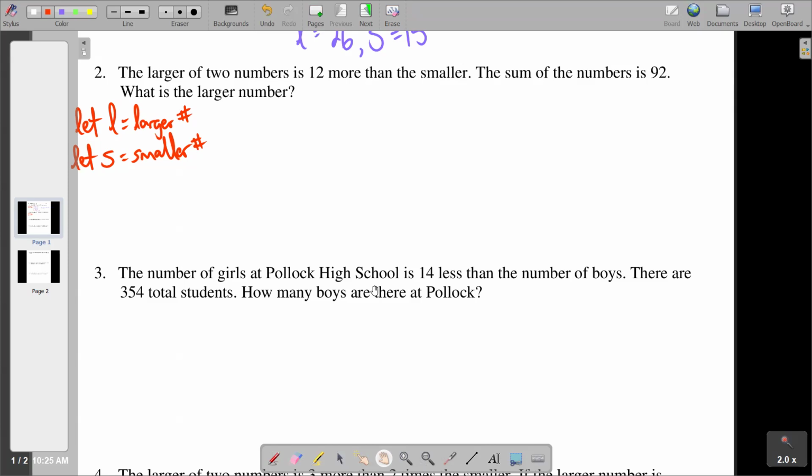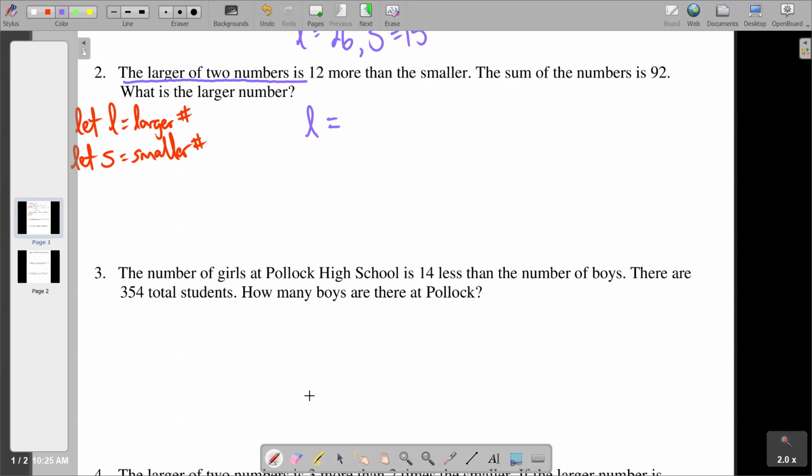Go ahead, Joshua. S plus 12 equals L. I like it. And you know what? I'm going to just change the order, Josh, just to make it make more sense to everybody in the room. I'm just going to switch your left and right sides, but I want you to watch how I create the equation as I read. So it says the larger number is. So I write the larger number is. And I would say about 95% of the time, the word is going to be your equal sign.